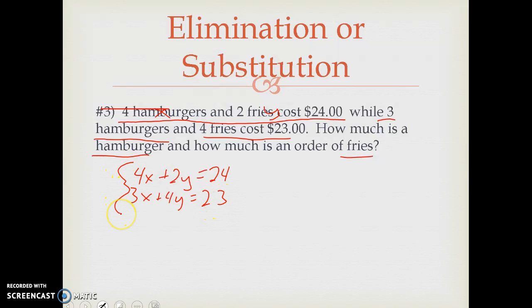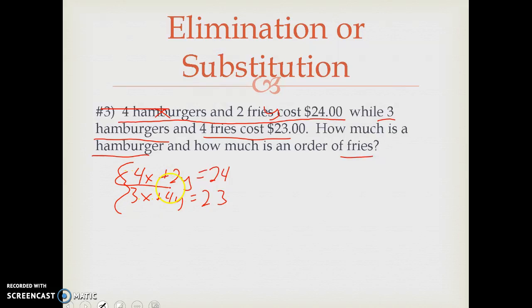So here's my system of equations. And this one's a little bit different because if I take 4x and 3x, it's not going to be eliminated. It's going to be 7x. If I take 2y and 4y, that's not going to be eliminated either. It's going to give me 6y. But here's what I can do.